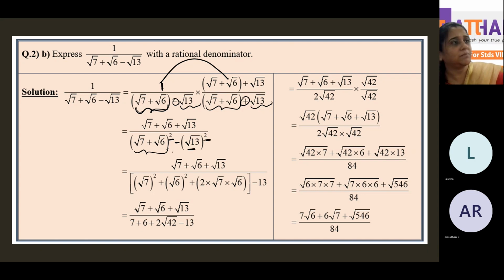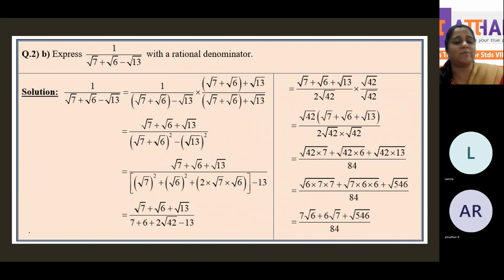Kamalika, you understand that? Okay. Now, how do you expand? What is A plus B the whole square? A square plus B square plus 2AB. And what is root 13 the whole square? Root 13 into root 13. So that is 13. Correct?